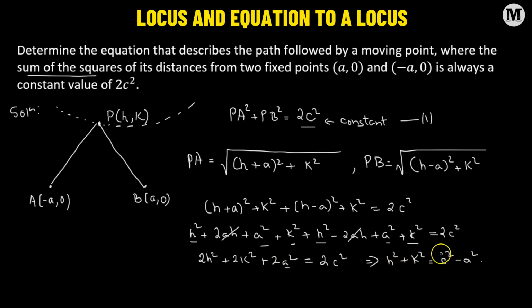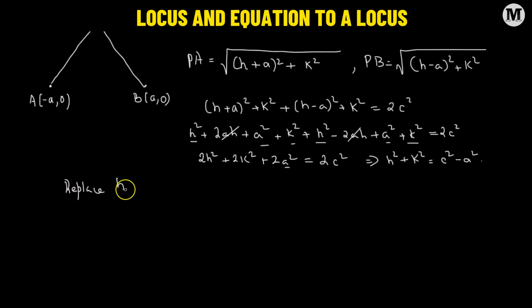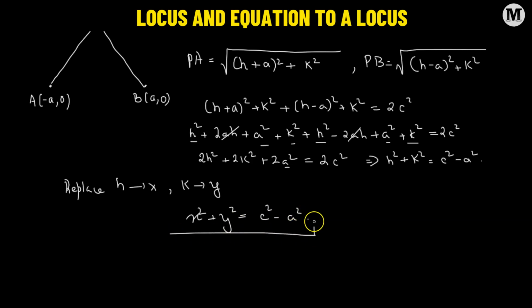Now we will replace the value of h with x and the value of k with y, and we're going to get the equation of the locus of that moving point. So we get x squared plus y squared equals c squared minus a squared. Now this is going to be the final value.